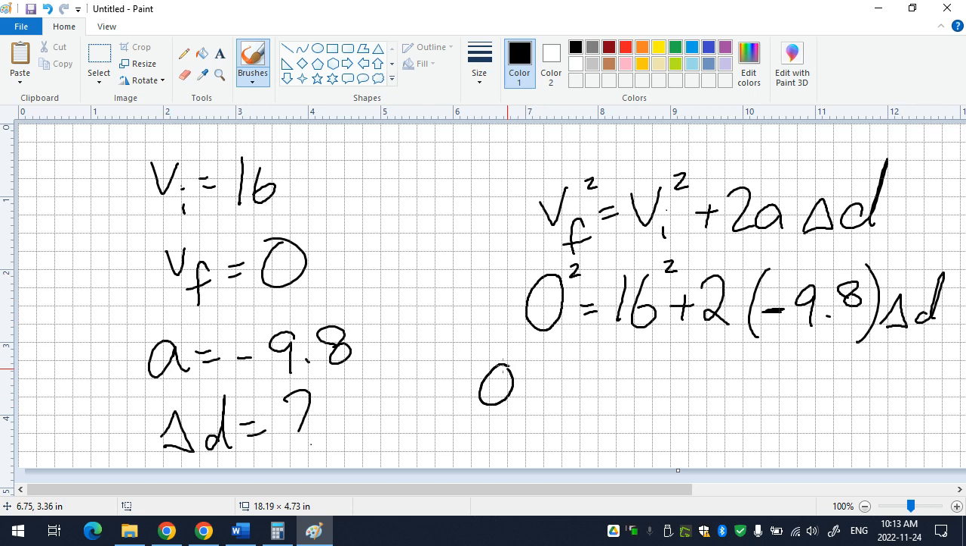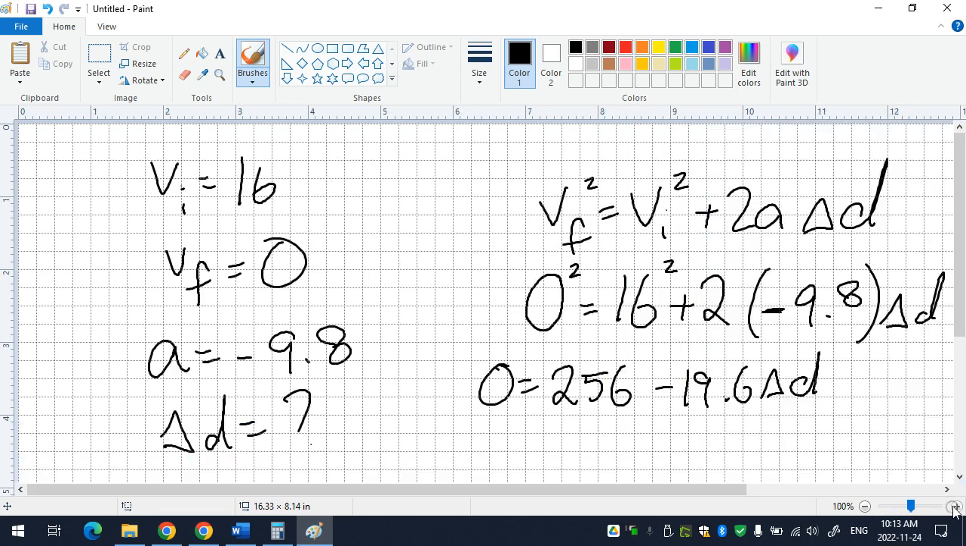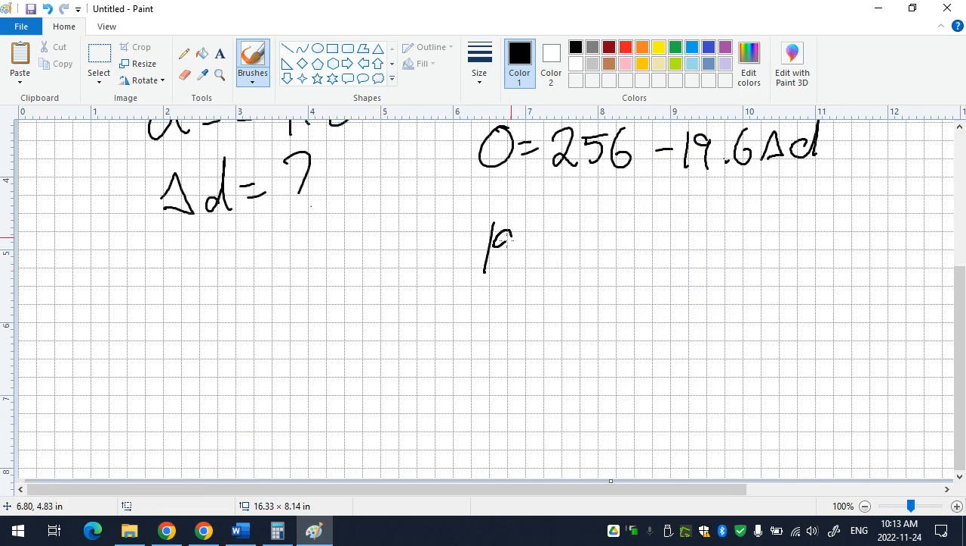Okay, so this becomes 0. This becomes 256. This becomes a negative 19.6 delta D. How do I solve something like this ever? Yes, you move and divide. So you get 19.6 delta D equals 256.